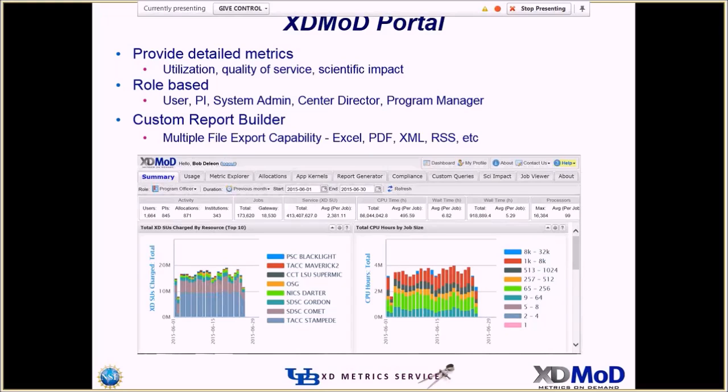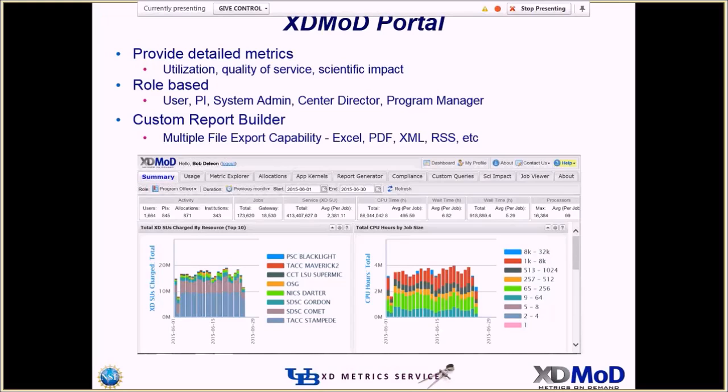So again, the XDMoD portal provides detailed metrics, utilization, quality of service, scientific input, impact. Bob's going to go over the interface quite a bit today, but it's role-based. If you're a user, you see your jobs. If you're a PI, you see your jobs plus everybody that's underneath you. System administrators can see all the jobs and analyze everything going on at their particular center, same as a center director. And then a program manager, for example, such as John Towns for XSEDE, would be able to see everything that's going on at all the different resource providers.